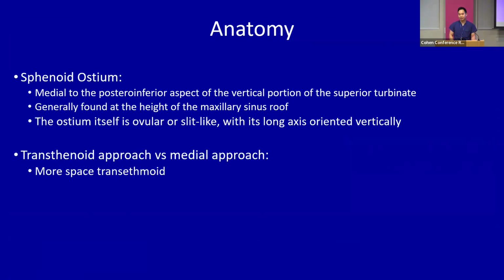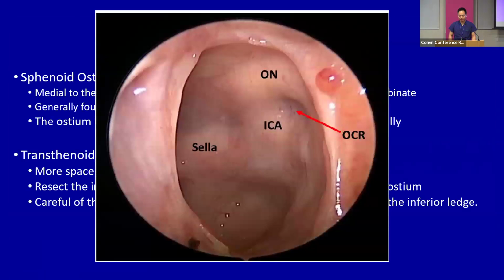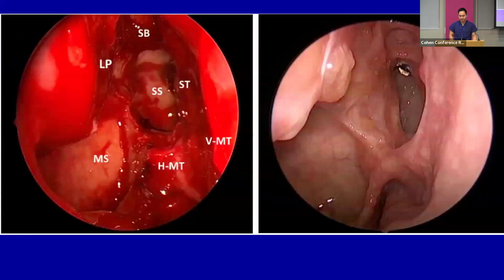I'm not going to talk about the anatomy of how to find the sphenoid ostium, but once you open the sphenoid sinus, you should have a very wide opening with a good view of the sella, the optic nerve impression, and also the internal carotid artery impression. Some patients may not have a very well-defined opticocarotid recess, but that's just the beginnings of the clinoid process. Sometimes it's not pneumatized, so it's variable in patients.